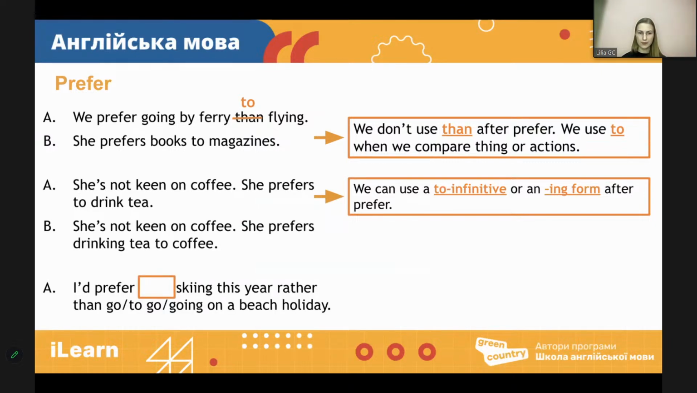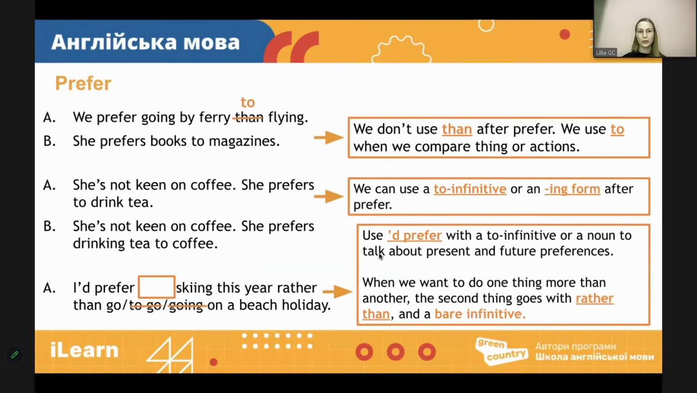Okay, and the final sentence here. What should be there in the gaps? I'd prefer. What do you think? What is missing? I'd prefer. Any ideas? What should be there in the gaps? It's the last task for today. So, I'd prefer to go skiing. When we have would, we typically say to after it. So, I prefer skiing, but I would prefer, я би хотів, to go skiing this year. And then go on a beach holiday. Next, go without anything because we used to here. So I'd prefer to do something than something else.